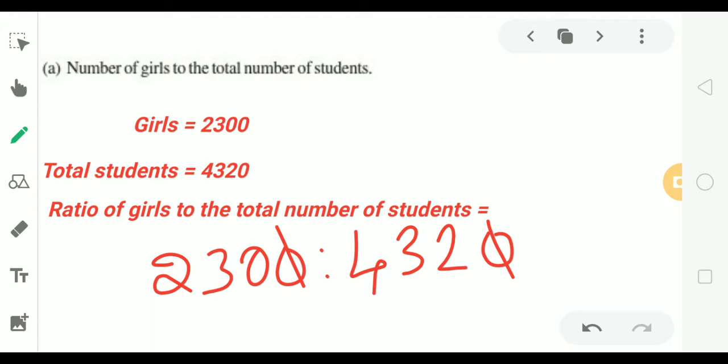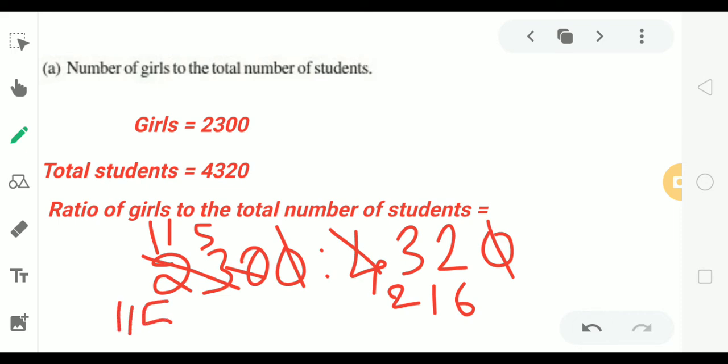So we may cut common zeros at last. Then we may reduce it by 2 table. 23 in 2 table, 11 time, in 10 it is 5 time. So 115. Then half of 432: half of 4 is 2, then 3 in 3 1 time, in 12 6 time. So we get the ratio as 115 is to 216. So 115 is to 216 is the ratio of girls to the total number of students.